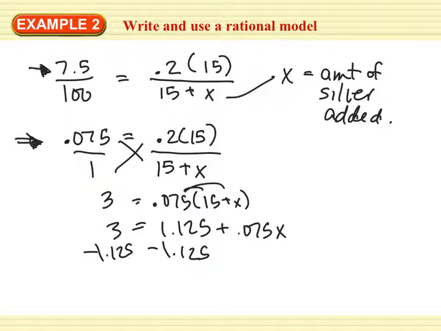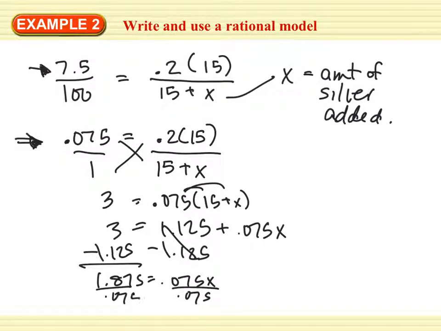So we're solving for x. 3 minus 1.125, 1.875, sorry, my handwriting, equals 0.075x. So divide both sides by 0.075. I get x equals 25. What's that mean, 25? Okay, that is ounces of pure silver that should be added.